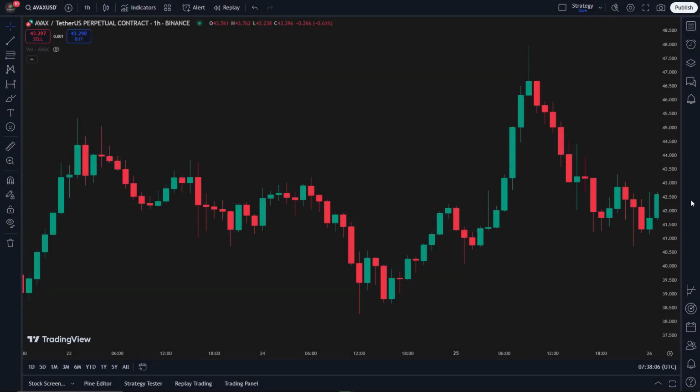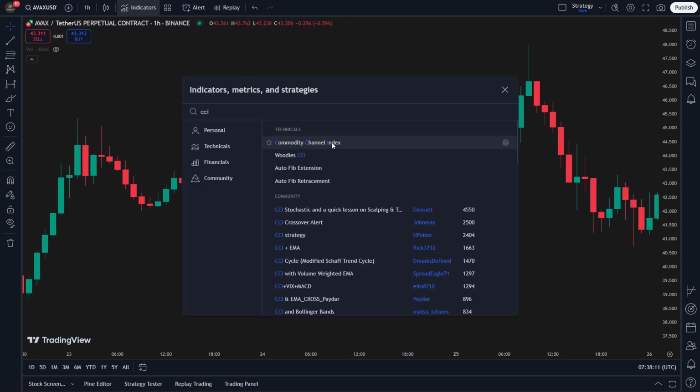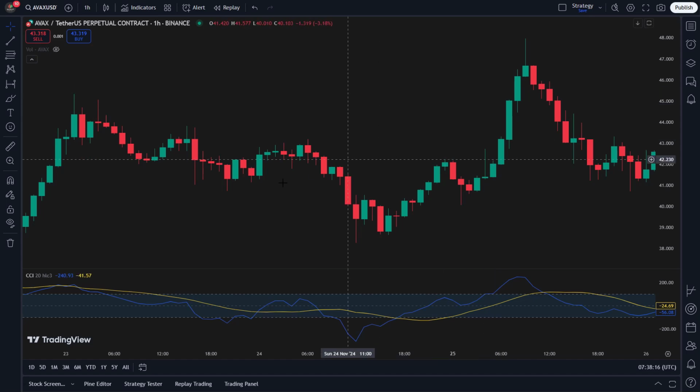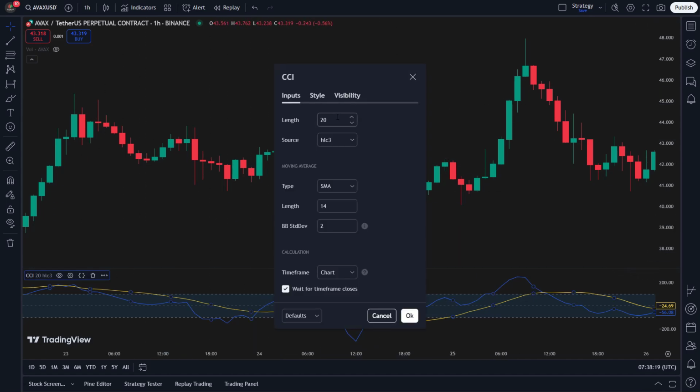Now, let's add the CCI indicator to the chart. Go ahead and search for CCI. Choose the Commodity Channel Index from the list of indicators. The default length is set to 20. This means the CCI will compare the current price to the average price over the last 20 periods. In other words, it calculates how much the price is deviating from its average over that time frame. And the source is HLC3, which stands for the average of the high, low, and close prices for each period. This provides a smoother view of price action.